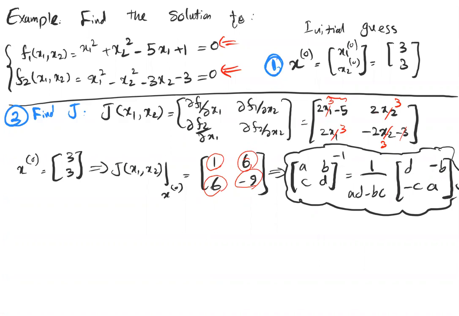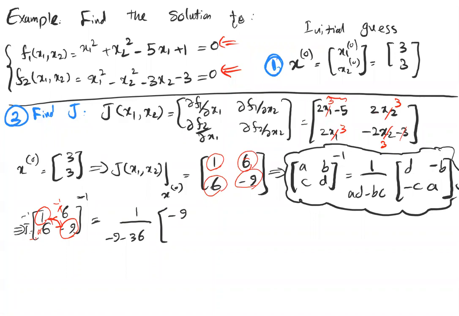So let's go back to our problem, which was [1, 6; 6, -9] inverse. And this is our Jacobian inverse. So 1 divided by minus 9 minus 36. We change the location of these two and we multiply these by minus 1. It's going to be minus 9, 1, minus 6, minus 6. If we simplify this further, it's going to be 1 divided by 5, 2 divided by 15, 2 divided by 15, and minus 1 divided by 45. So this is our Jacobian inverse.